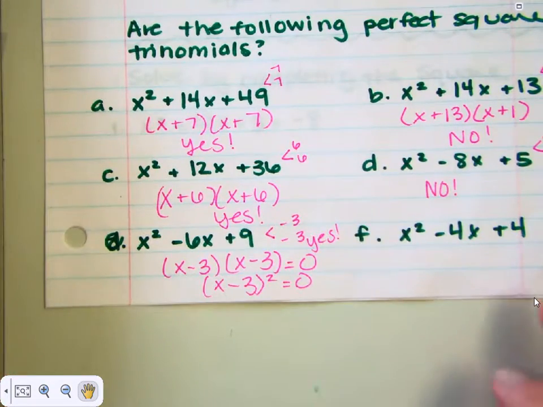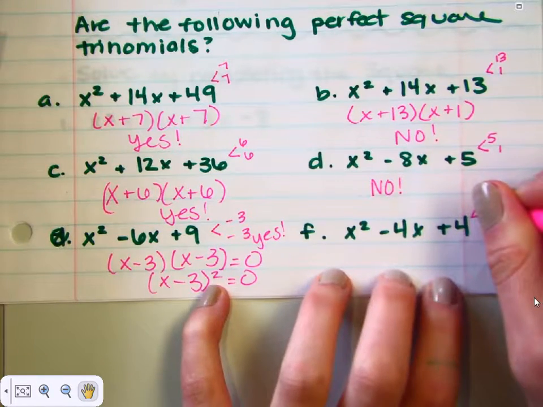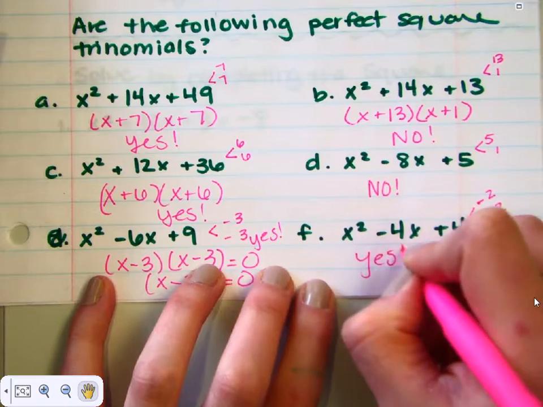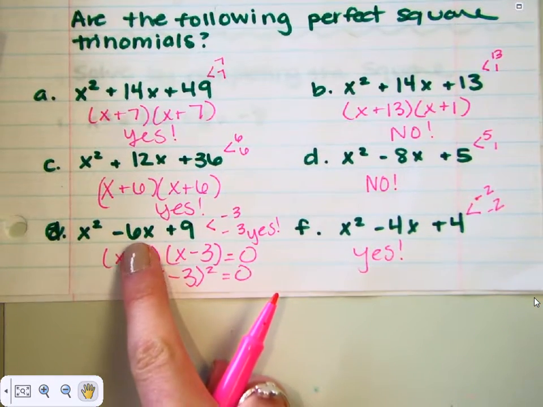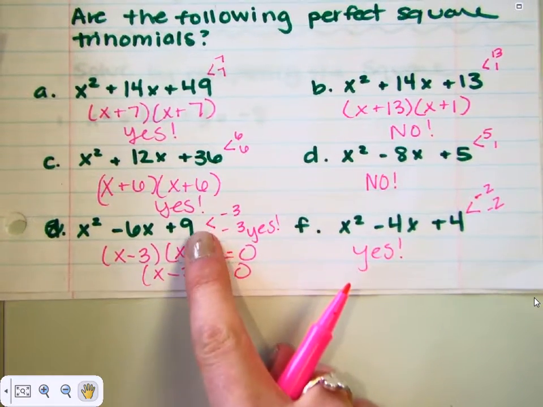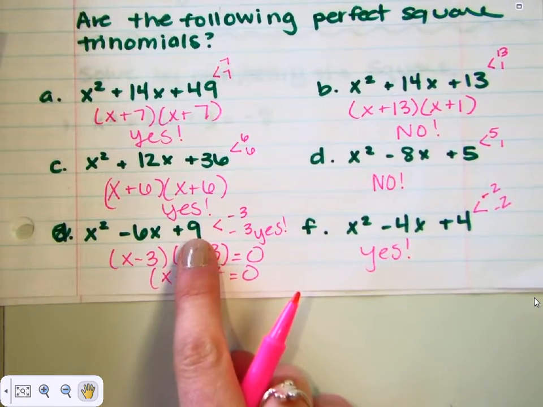And finally F. Let's see, the factors of positive 4 that get to negative 4 would be negative 2 and 2. So yes, this is. So if you notice, half of B, which is negative 6, squared is this number here. The factor squared is this number.